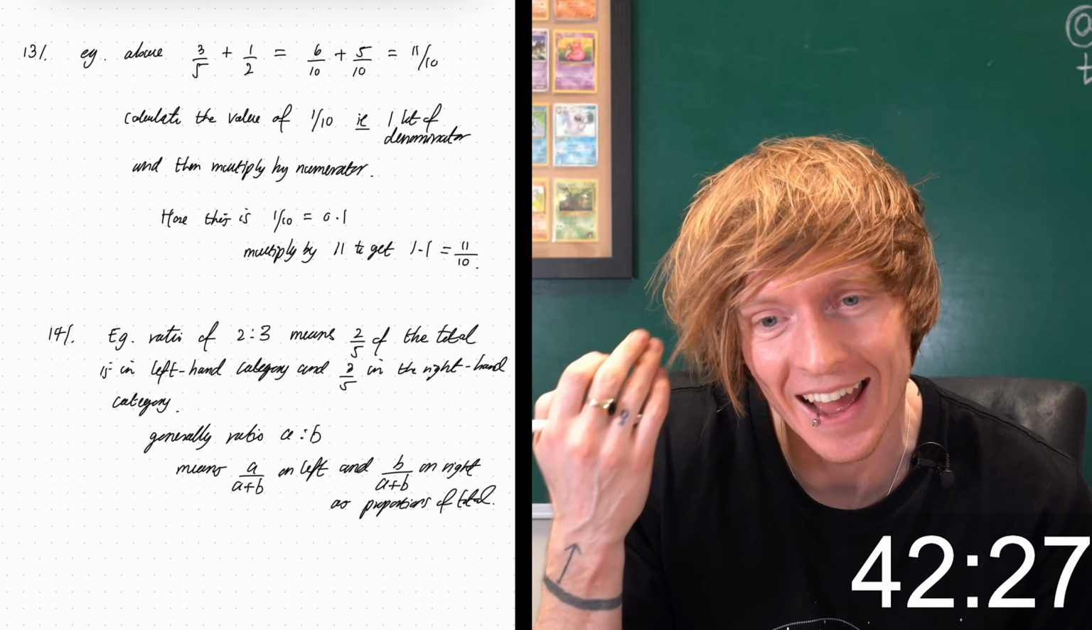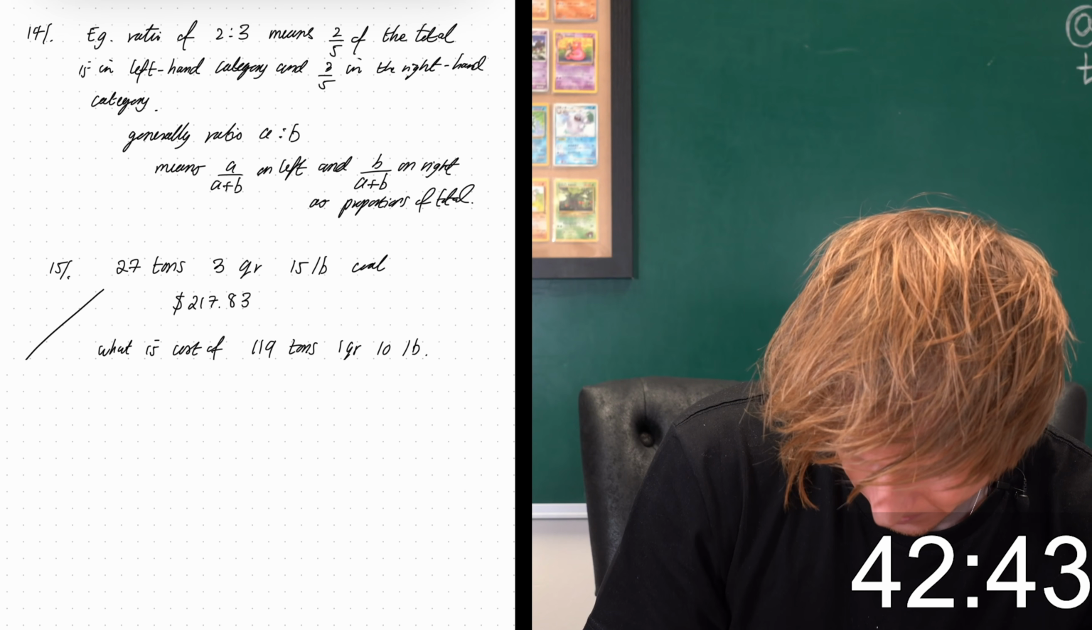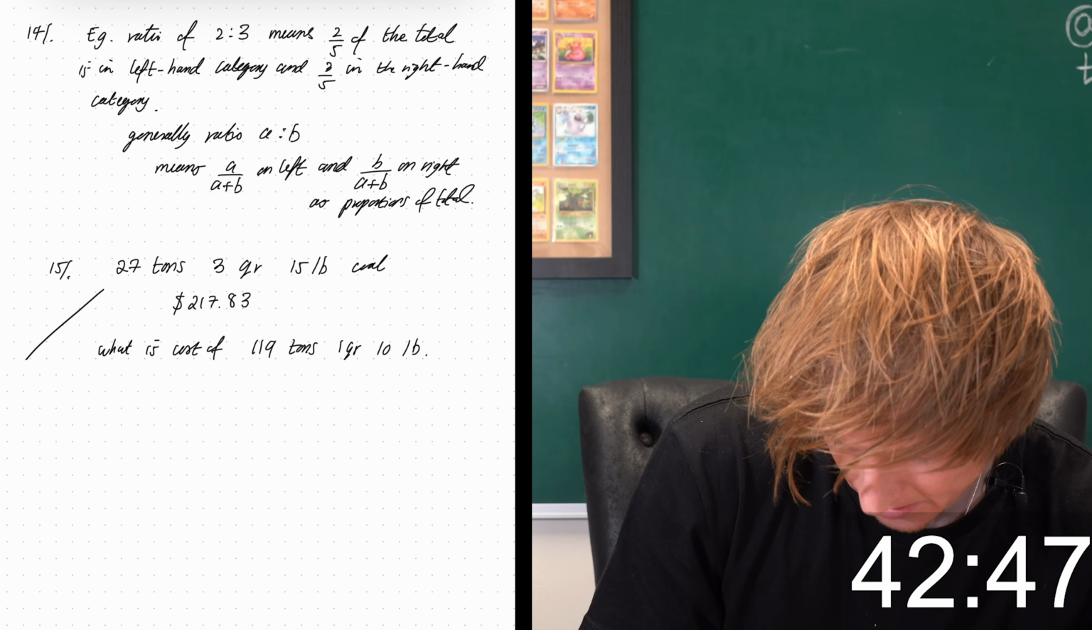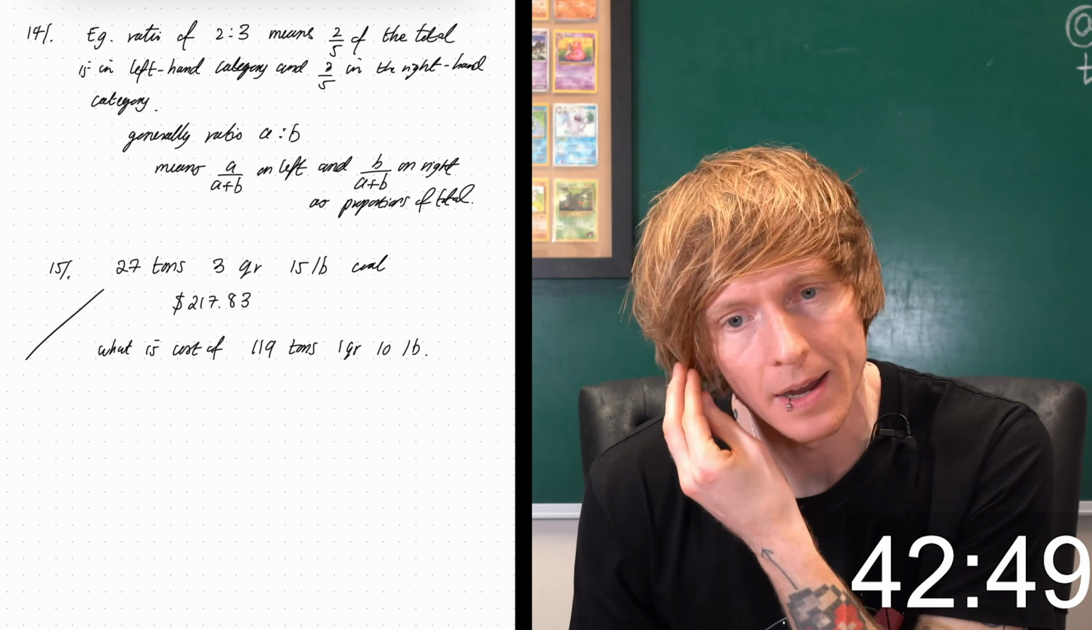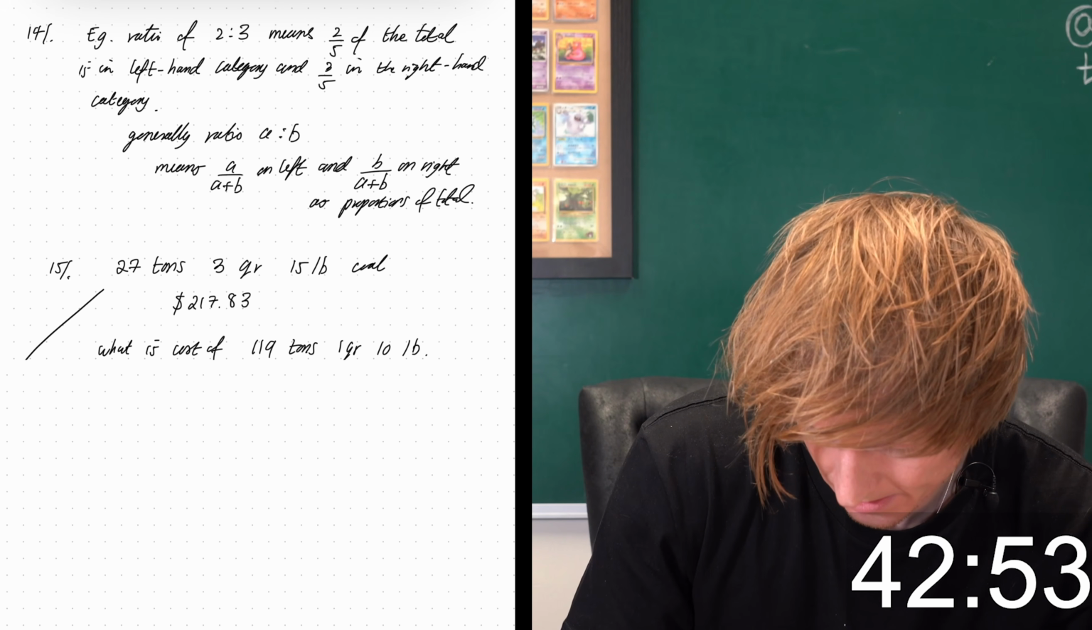All right, $217.83, okay. $217.83. Fabulous. And we want to know what will 119 tons, okay, then what is the cost of 119 tons, 1 QR and 10 pounds? Okay.